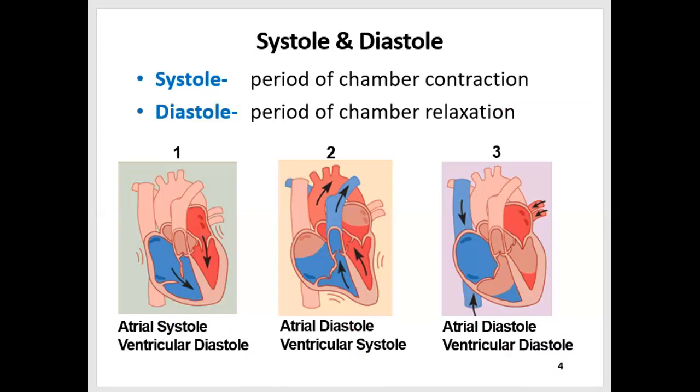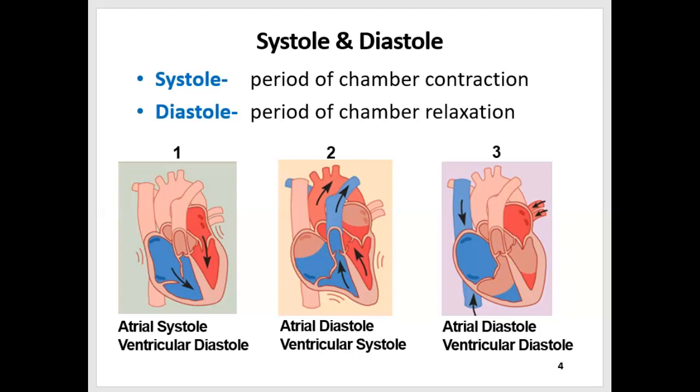There are some specific terms we use to refer to contraction or relaxation of a heart chamber. The first term is systole, which means the period in which the chamber contracts. When the atria contract, they are in atrial systole. When the ventricles contract, they are in ventricular systole. The second term is diastole, which means chamber relaxation. When the atria relax, they are in atrial diastole. When the ventricles relax, they are in ventricular diastole.